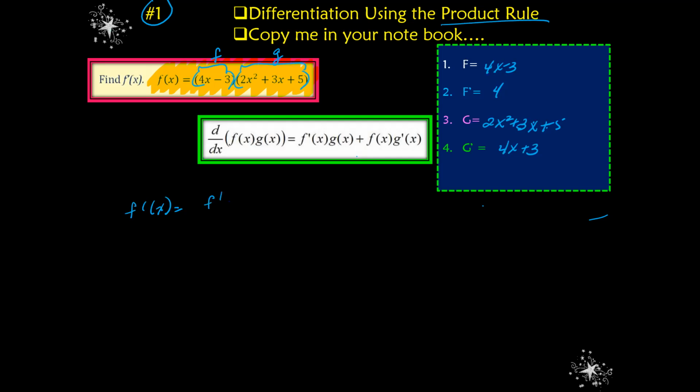So remember, it's f prime times g. So that's 4 times this part right here. So I can just go ahead and distribute it out. So that's going to be 8x squared plus 12x plus 20.